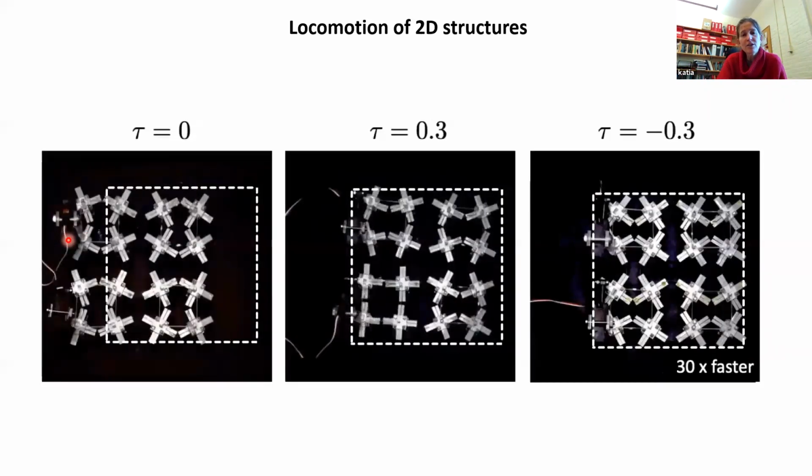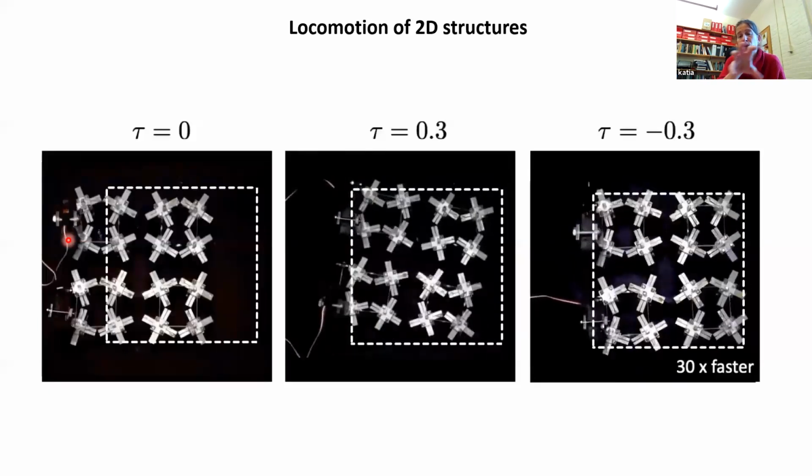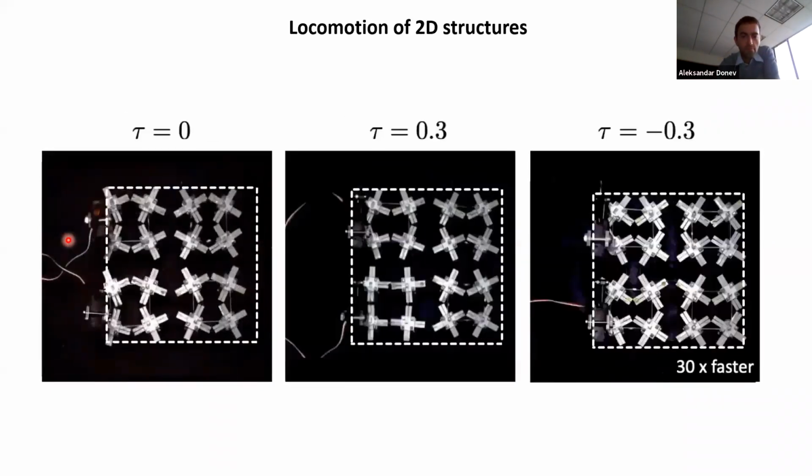And so here is where we are. We are now exploring how waves affect the locomotion of this simple structure. Up to now, we are looking at very simple structures.